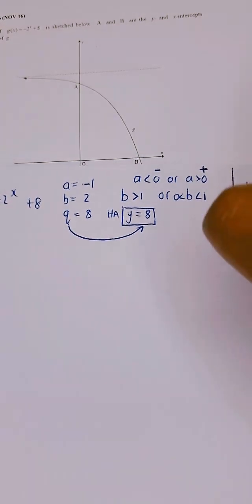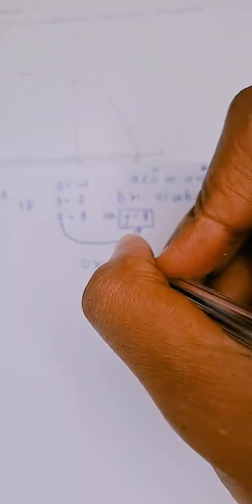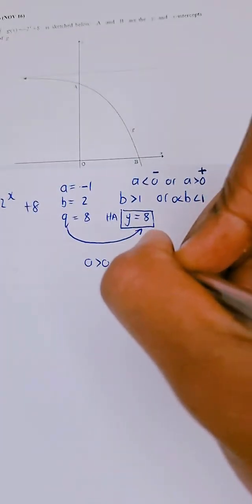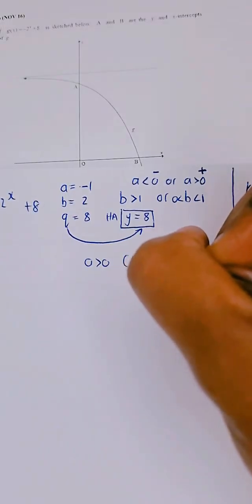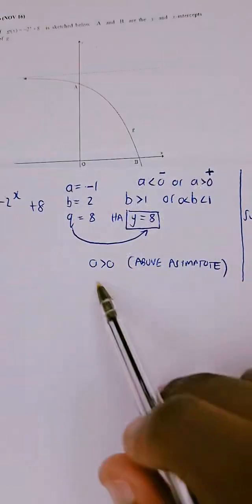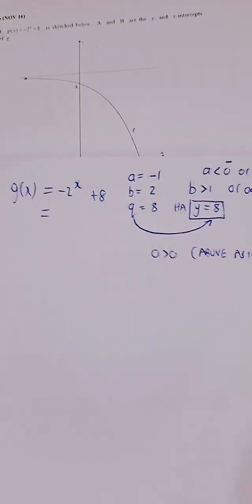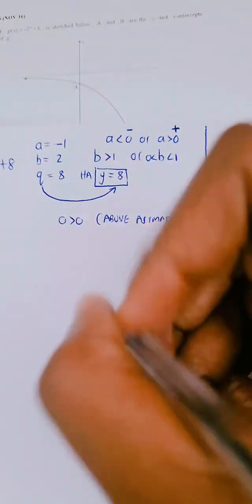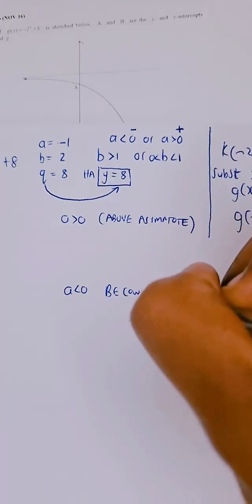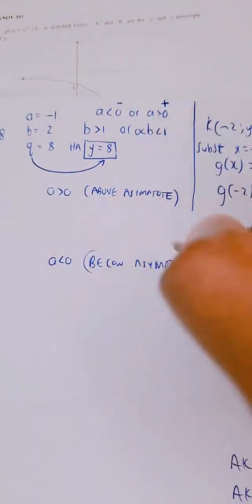I just want to, by way of note, say the following. Whenever you see a being greater than 0, that means your function is or should be above the asymptote. Okay, you can't find the function being below the asymptote. So for instance, here, what is a? a is negative 1. All right. So when a is greater than 0, the function should be above the asymptote. When a is less than 0, the function should be below the asymptote. That's what we basically know about our exponential function.